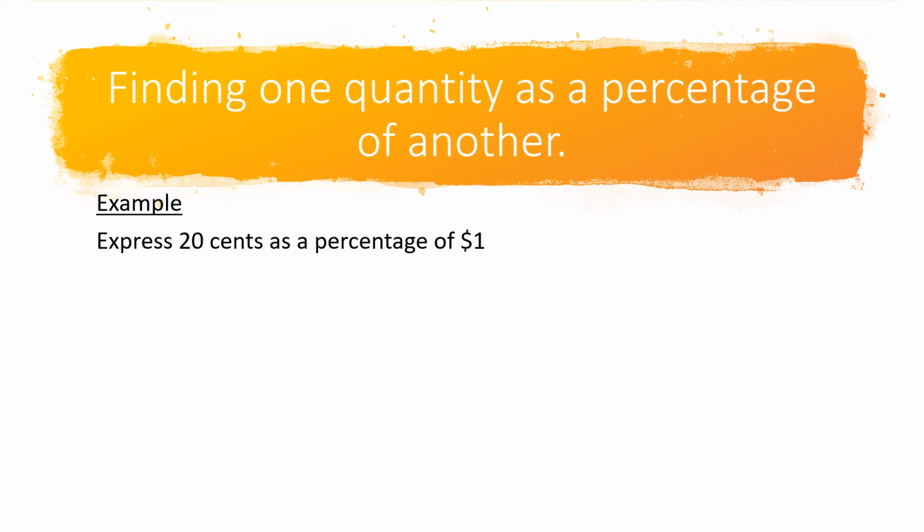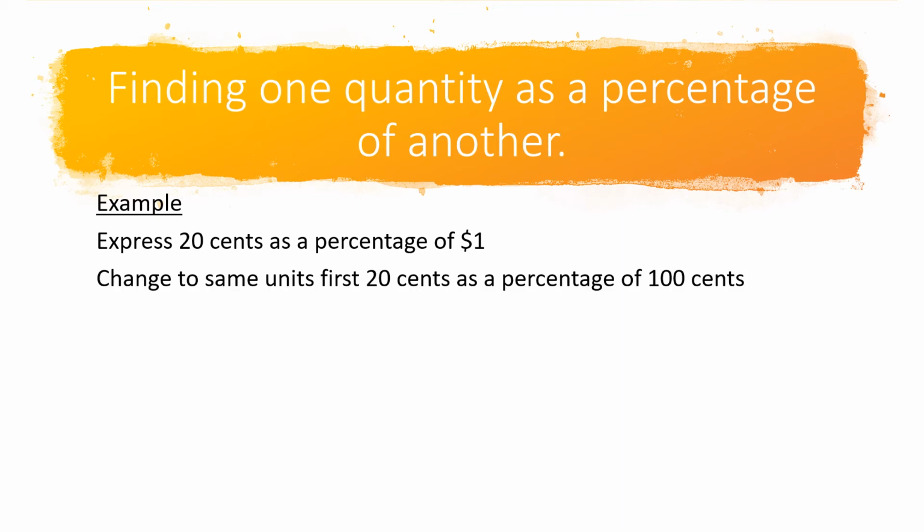Let's have a look at another example. Express 20 cents as a percentage of $1. So first we check that they are in the same units, and this time they're not. One is in cents and the other one is in dollars. So we change them to both be in cents. So now we have 20 cents as a percentage of 100 cents.